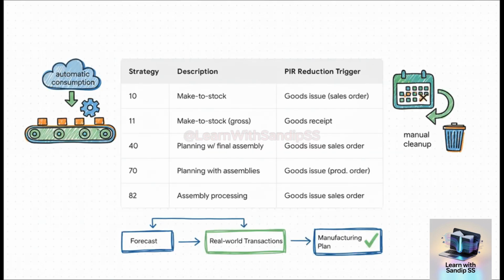And this table here, wow, it just lays out the flexibility so perfectly. You can see how the trigger event changes depending on the strategy. For Strategy 10, it's a goods issue. But look at Strategy 11, it's a goods receipt. And we already saw Strategy 70, which is tied to a production order. Each one of these tells the system exactly what business event fulfills that forecast.